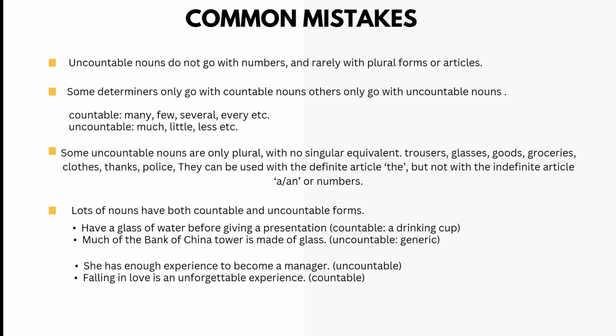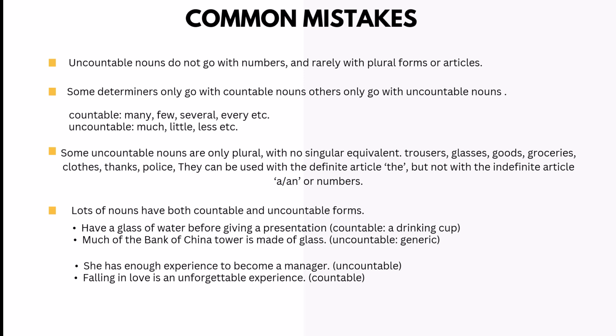In the first one, by saying glass, we're talking about a drinking cup. Drinking cups are countable. I mean, we have individual drinking cups, so we can count them. So here, glass is countable. But in the next one, by saying glass, we mean the generic concept of glass. So that glass is not countable. You cannot count it. There is no individual item like that.